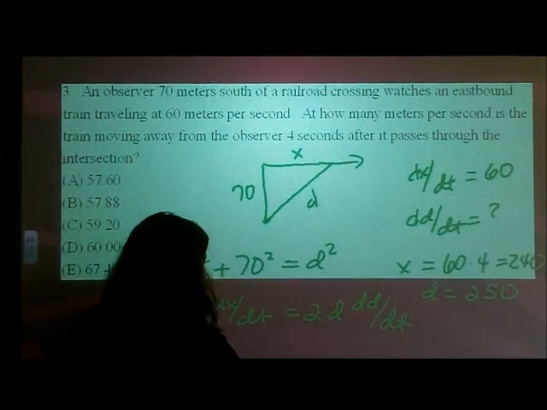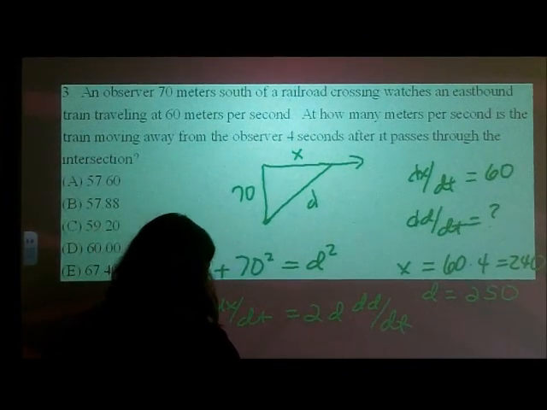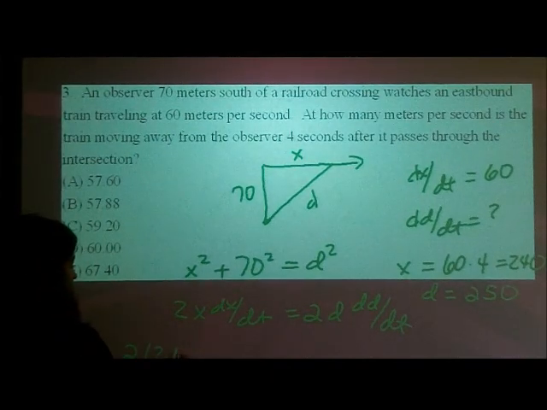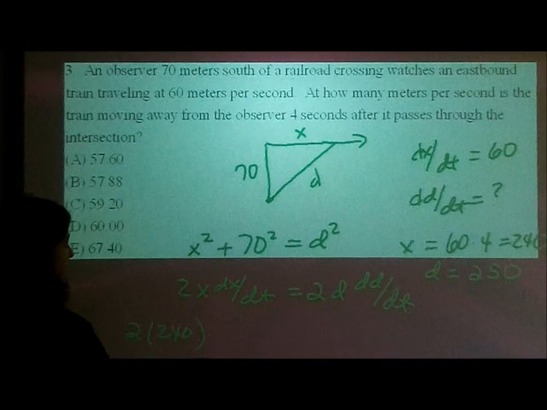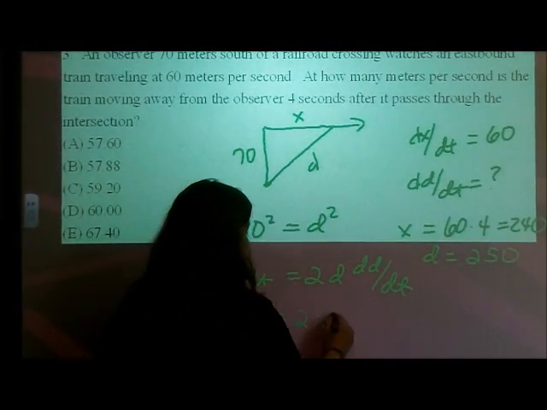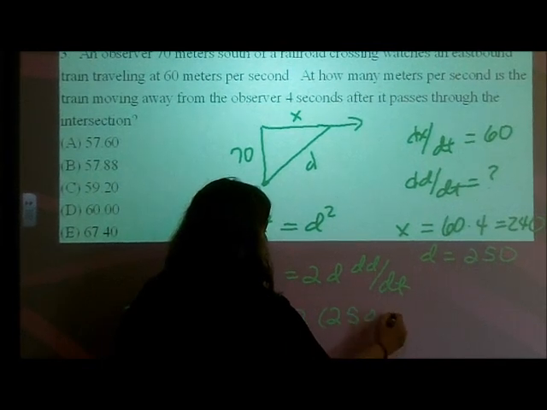Now I put them in. d was 250. So now we'll put this in, 2 times 240. And the 70 is just gone because it's 0. What's dx dt? 60. Yes. The derivative of a constant is just 0.